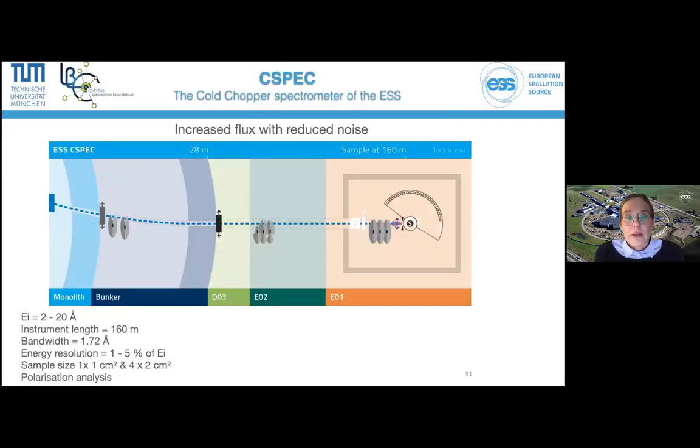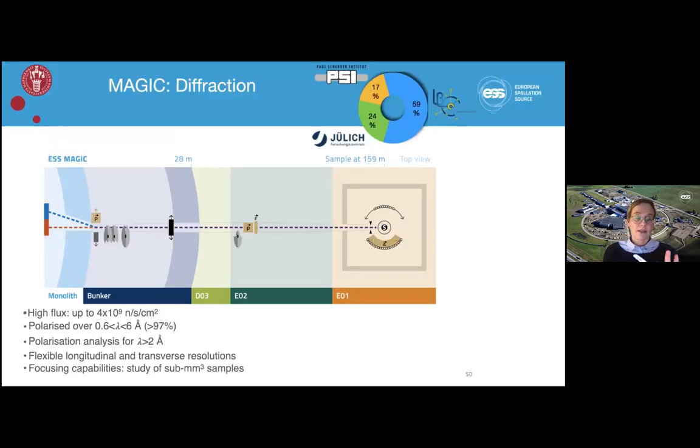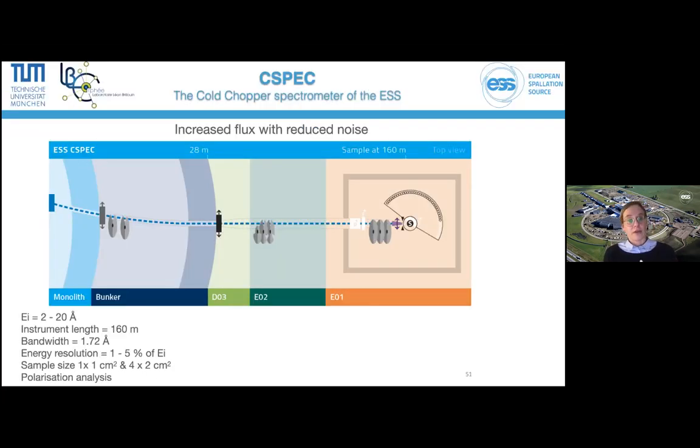Then a quick overview of C-SPEC. This is the instrument that I'm responsible for. It's a cold chopper spectrometer at the ESS. Sorry, just to go back to MAGIC, this is the diffraction instrument, and then the correlated spectroscopy instrument is C-SPEC. It is a cold chopper spectrometer, so it will access energies up to 20 millielectron volts. And I think if you remember the energy scales of both the quantum spin liquid and the ytterbium manganese oxide systems, all of the excitations are up to about 20 millielectron volts.